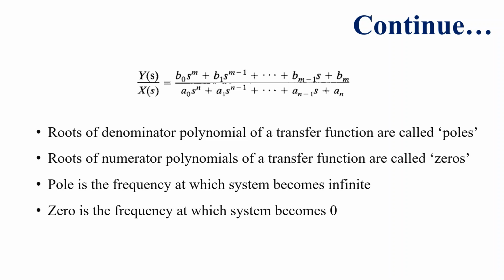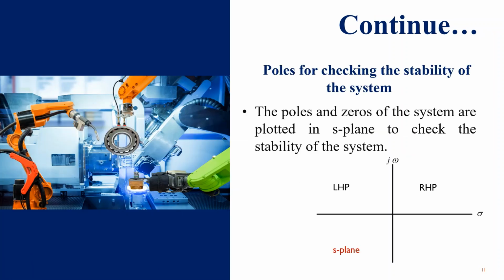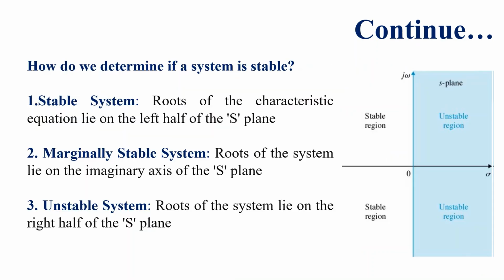Pole is also defined as the frequency at which the system becomes infinite. Zero can be defined as the frequency at which system becomes zero. So the poles and zeros of the system are plotted in S-plane as we can see in the slide to check the stability of the system. How do we determine if a system is stable or not stable?